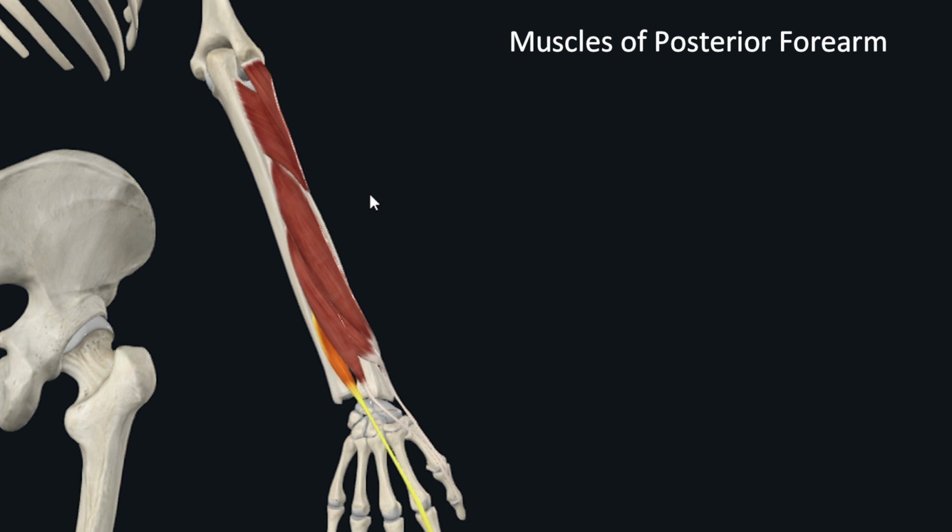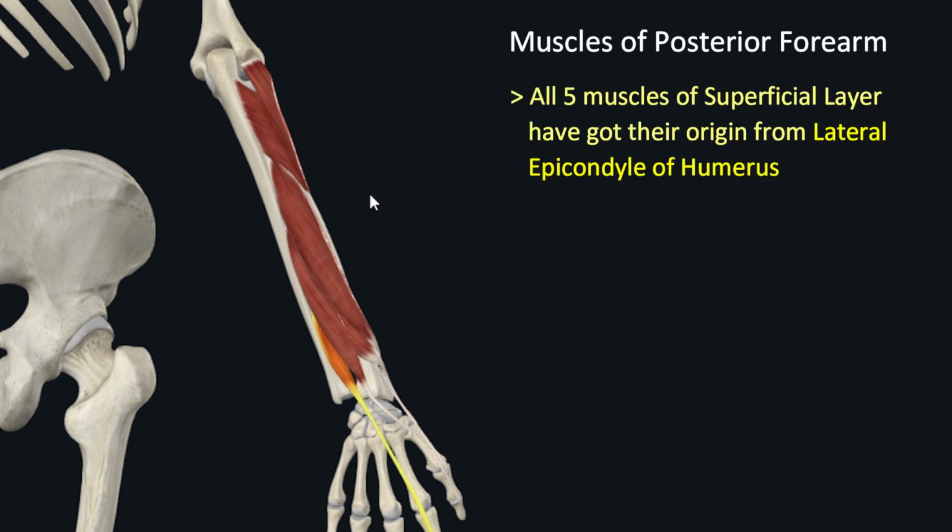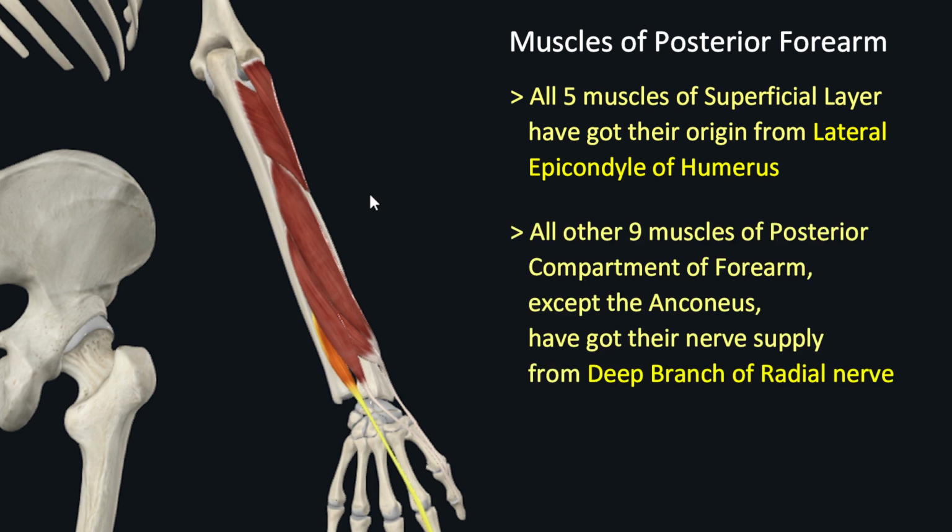So for the muscles of posterior compartment of forearm, you need to note two important points. The first point you need to note is that all of the muscles of superficial layer of posterior compartment of forearm have got their origin from the lateral epicondyle of the humerus. And the second point you need to note is that all of the muscles of posterior compartment of forearm except the anconeus muscle have got their nerve supply from the deep branch of radial nerve.